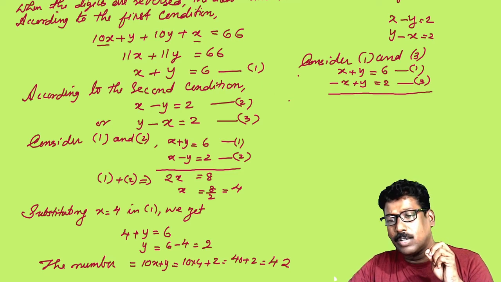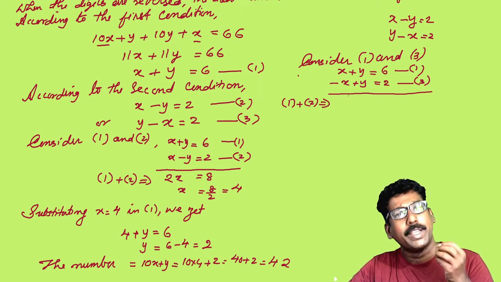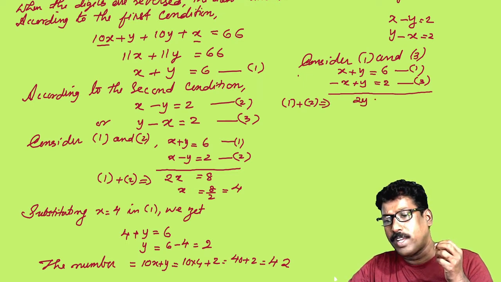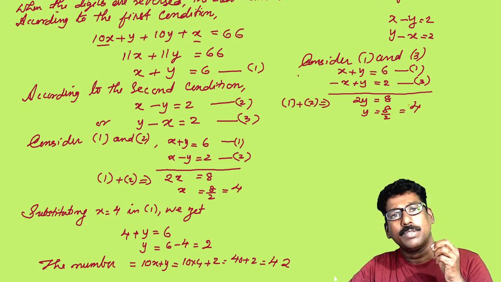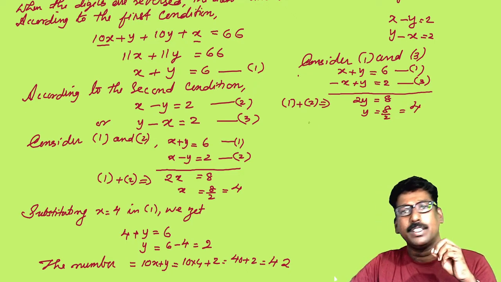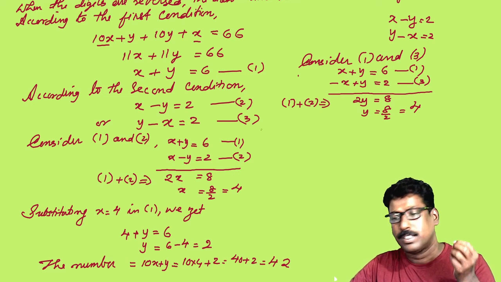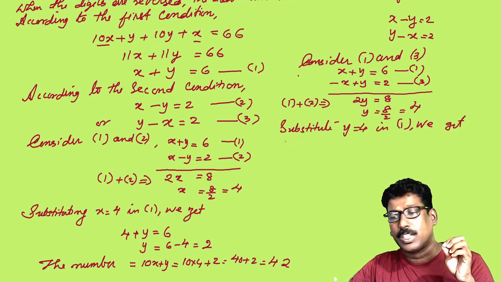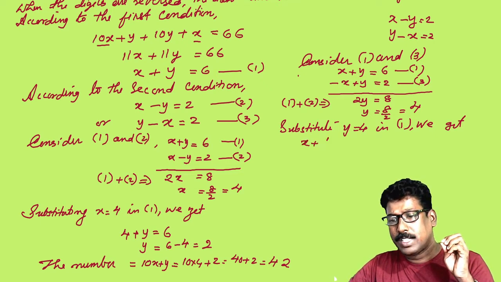What will you get? Equation 1 plus equation 3 implies x plus minus x will be 0. That is 2y is equal to 6 plus 2, 8. Y you will get 8 by 2, which is equal to 4. Substitute y is equal to 4 in equation 1. We get x plus 4 is equal to 6. That means x is equal to 6 minus 4. You will get 2.